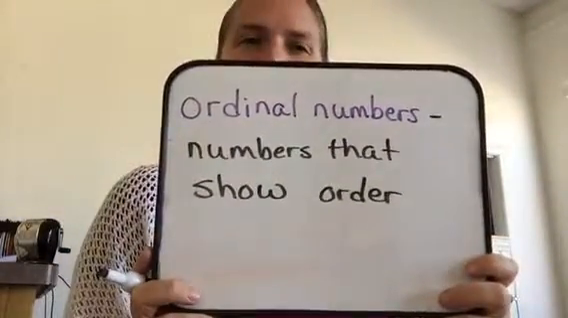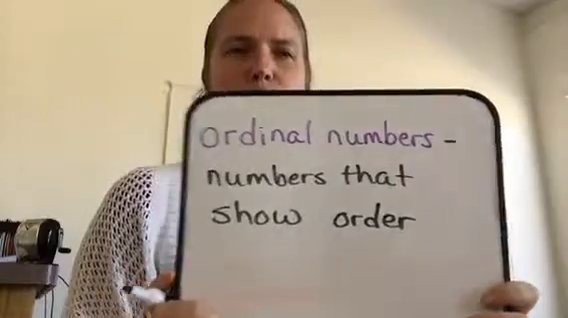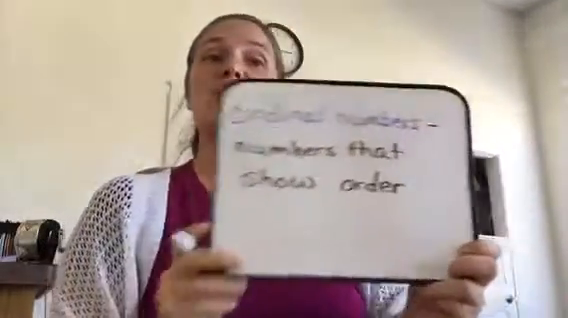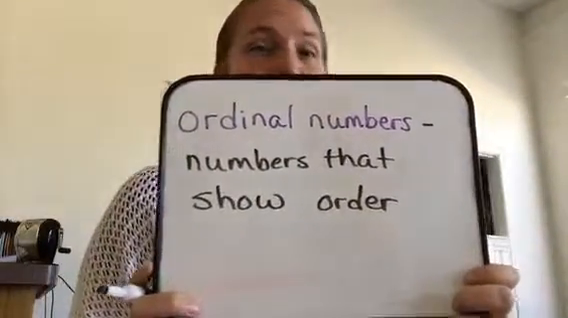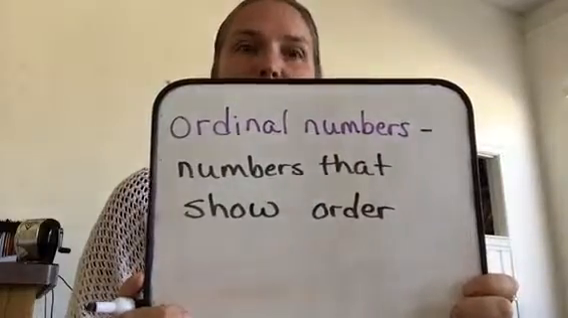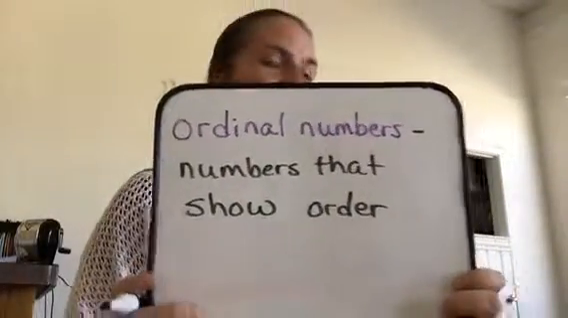Next, we're going to learn a vocabulary word. Remember how important it is to learn vocabulary words so you can understand what things are talking about. Our vocabulary word for today is ordinal numbers. Ordinal numbers are numbers that show order. If you don't know this word yet, please put it on your vocabulary card so you can learn it.